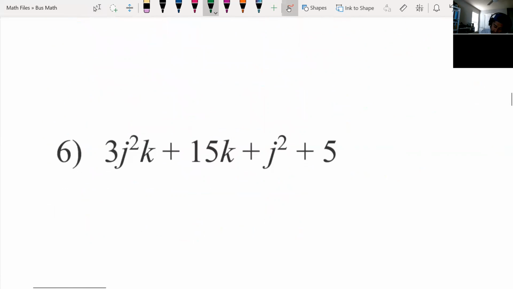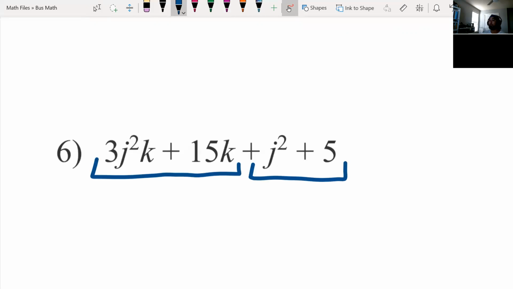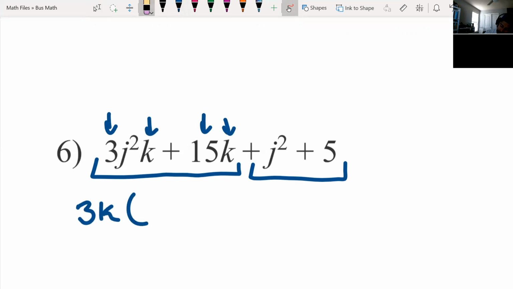All right, again, 3j squared k and 15k, and then j squared plus 5. From 3j squared k and 15k, what's the biggest we can take from 3 and 15? 3k. So we take a 3, and since there's a k there, we take a 3k out. What are we left with? j squared plus 5. There you go.